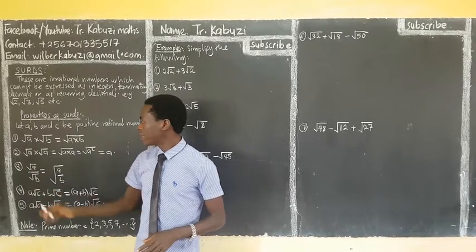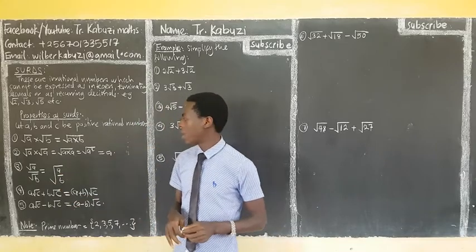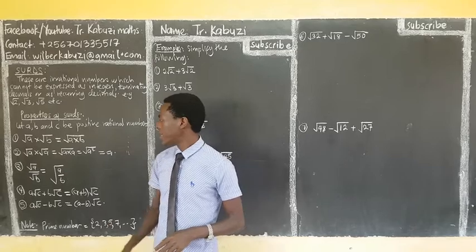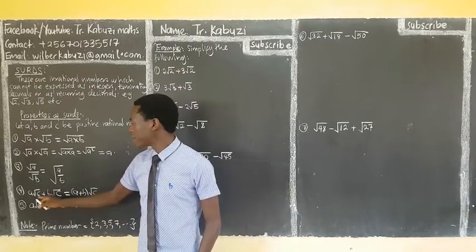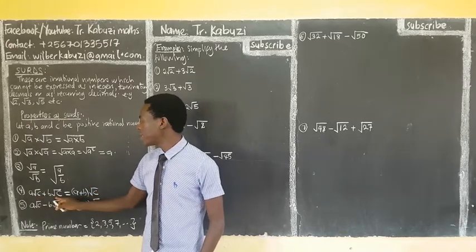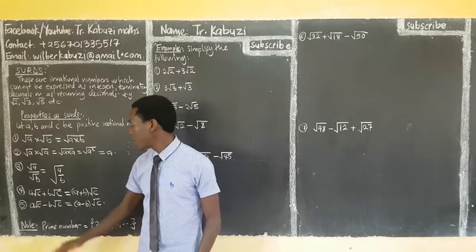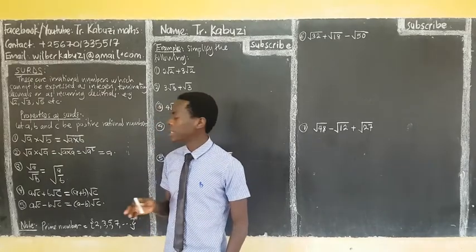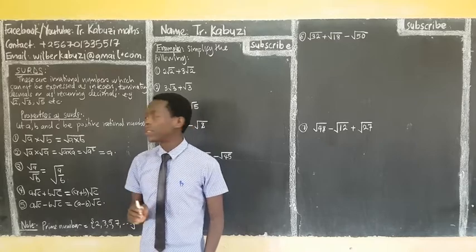Then if you have two surds dividing each other, it's the same as putting them under one root, root a over b. Then how do we add? We add only if what is under the root is the same. So if these are the same, then you can add a plus b. How do you subtract? The same idea. You get a minus b there. We only add or subtract if what is under the root is the same. If it's not, you can't do anything.